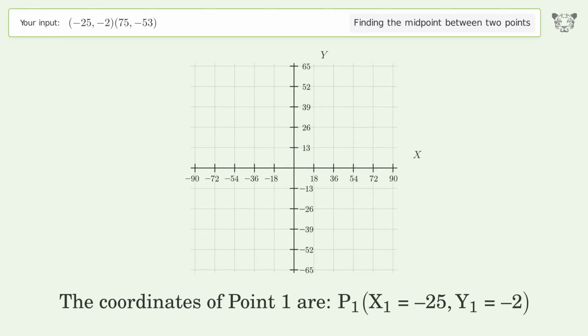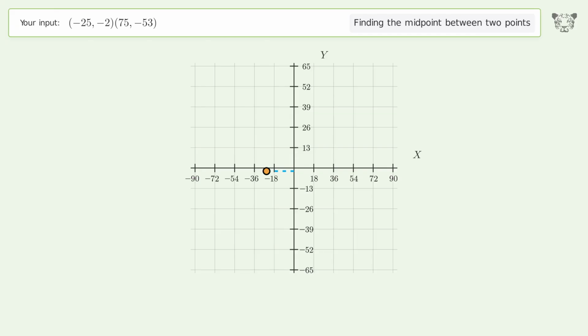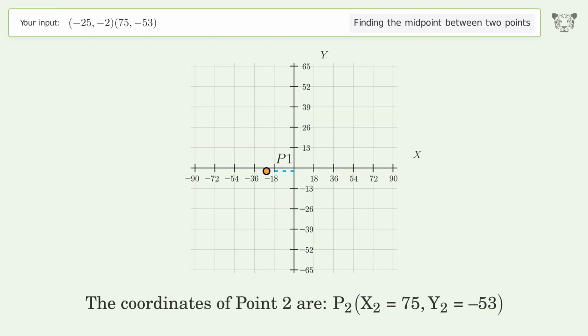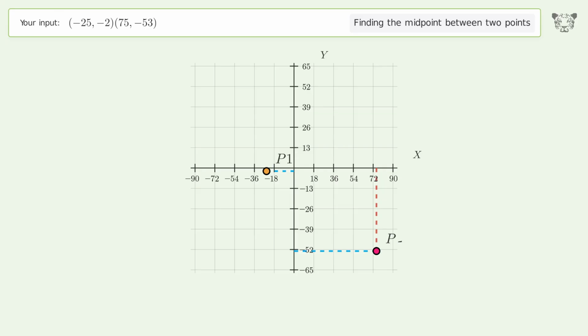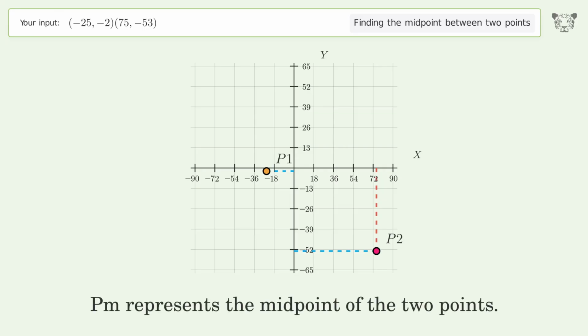The coordinates of point 1 are, x1 equals negative 25, y1 equals negative 2. The coordinates of point 2 are, x2 equals 75, y2 equals negative 53. PM represents the midpoint of the 2 points.